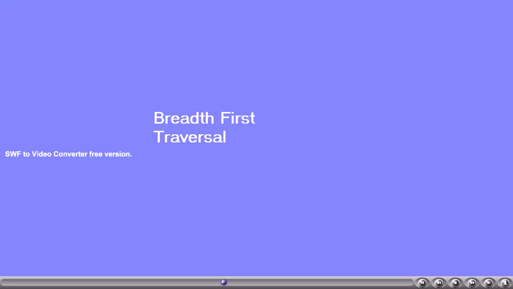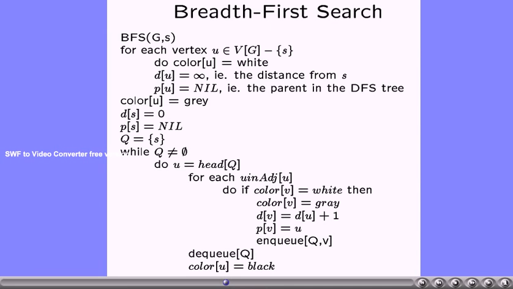In the following slides, we will demonstrate breadth first traversal of the graphs. The main essence of this algorithm is as follows. We take a queue. First, we start from one node. We mark it as visited, and then we insert all its unprocessed or unvisited nodes into the queue.